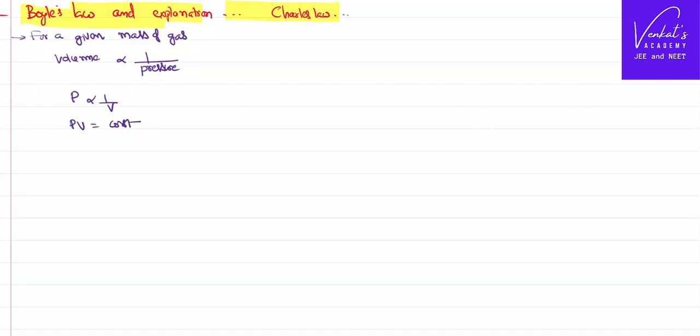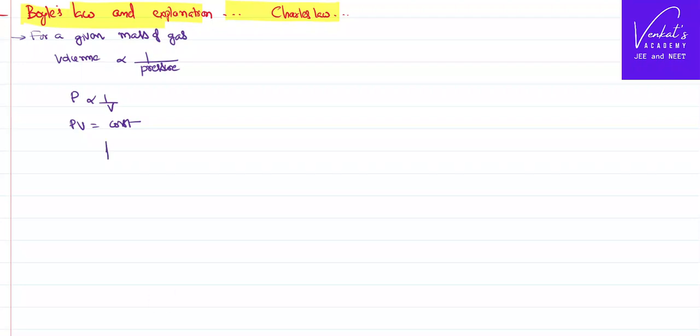So the law says, for a given mass of the gas, volume of the gas is inversely proportional to pressure, or vice versa. Pressure of the gas is inversely proportional to volume, or pressure into volume is equal to constant. This is called a gas law, called Boyle's law.